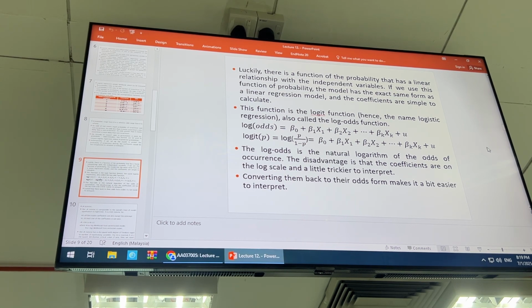The log odds is the natural logarithm of the odds of occurrence. The disadvantage is that the coefficients are on the log scale and a little trickier to interpret. Converting them back to their odds form makes it a bit easier to interpret. After you estimate the model, the model gives you a prediction of the log odds. To get a prediction of odds, you have to use the anti-log, converting log odds to odds. How to convert? Using the exponent. Using the exponent of this, you get the estimate or prediction of odds.